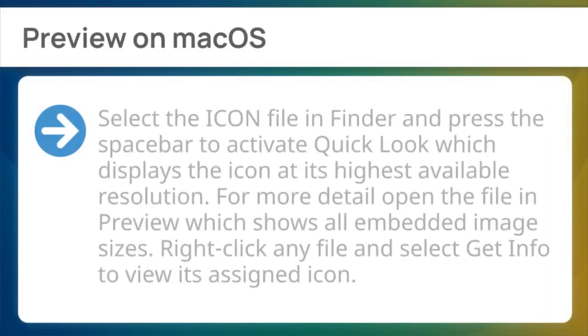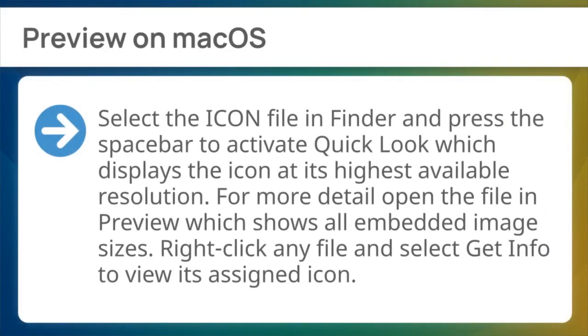First, Preview on macOS. Select the icon file in Finder and press the spacebar to activate Quick Look, which displays the icon at its highest available resolution. For more detail, open the file in Preview, which shows all embedded image sizes. Right-click any file and select Get Info to view its assigned icon.